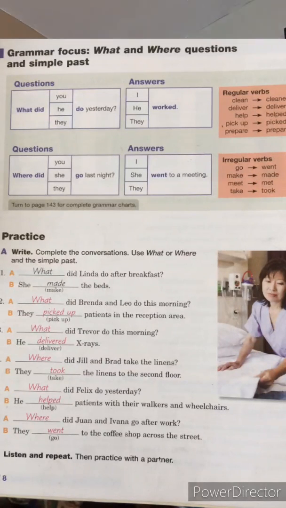But today we are going to look at what questions and where questions using the simple past. So we're going to practice asking these questions and answering these questions. Look at the first box on page 98. You see the word what, meaning we have a what question about an action or a thought. What did you do yesterday? So what is our question word, and did is our verb.